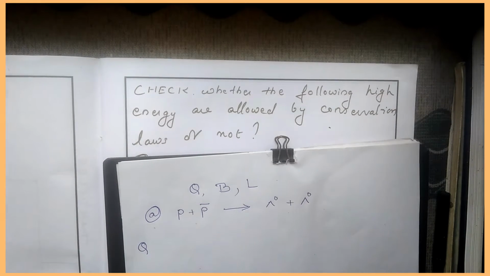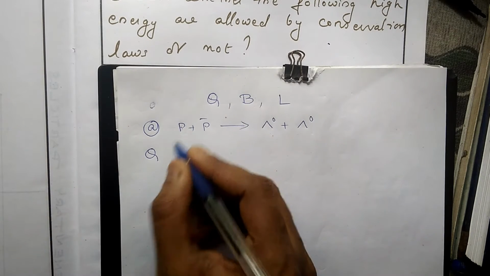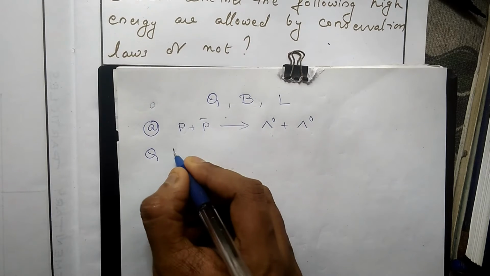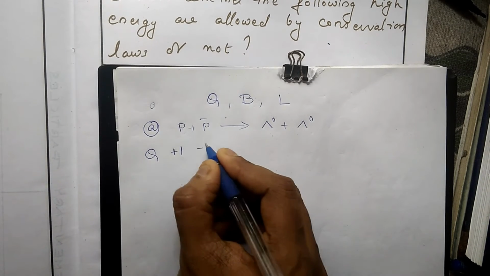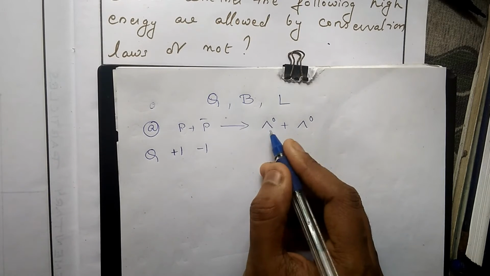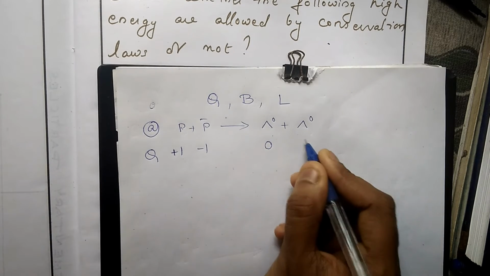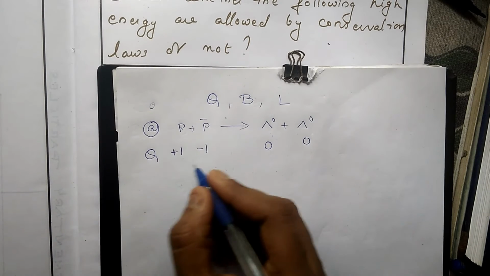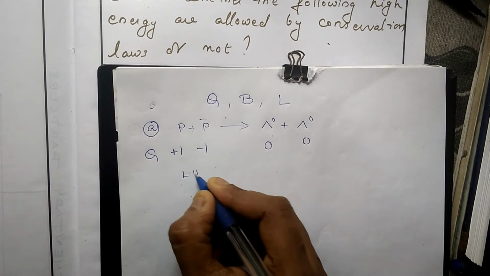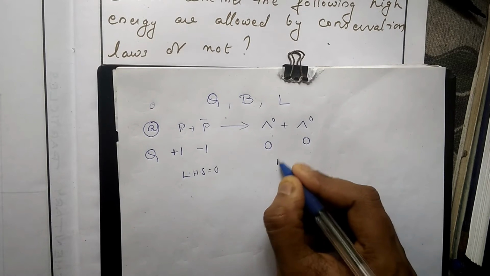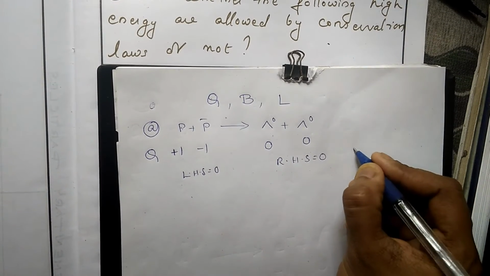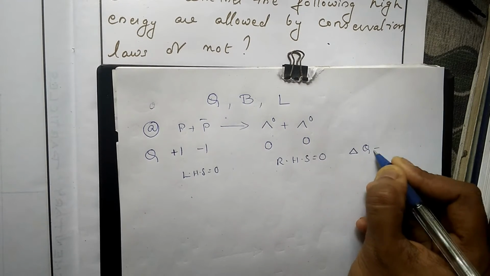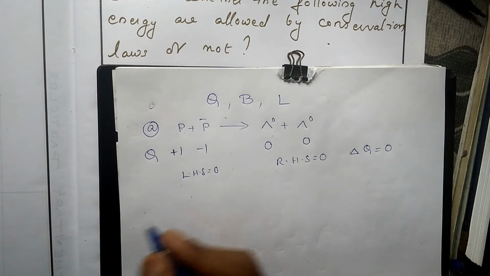First we will see charge. For P, the charge is plus 1, and for P bar it is minus 1. For lambda 0, there is no charge, so 0, 0. LHS is equal to 0 and RHS is equal to 0. That means delta Q is equal to 0.